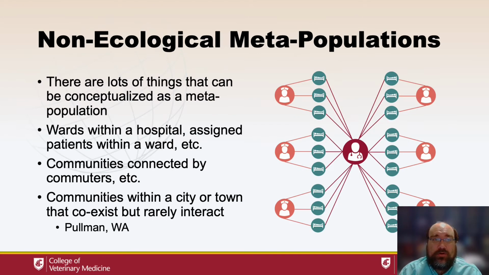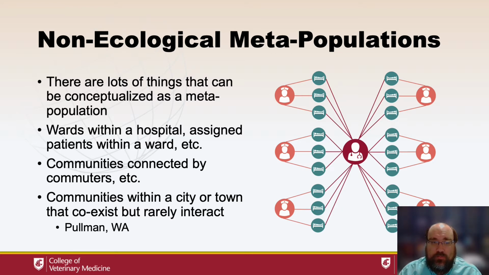Now this is not, however, only ecological. There are lots of things that can be conceptualized as metapopulations. If we think about wards within a hospital, those are metapopulations. Each ward is fairly freestanding, but patients and clinicians do move between them. Or nurses or doctors assigned to a particular group of patients for continuity of care reasons. These can be communities connected by something like commuters. For example, I live in an area where there are two towns that are very nearby and people work and live in both towns. You can conceptualize that as a metapopulation.